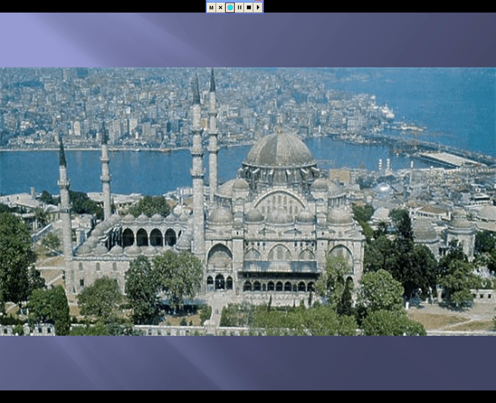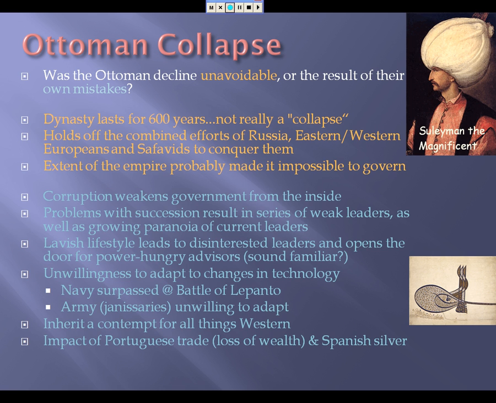All right. What happens to the Ottomans? Well, they decline, like everybody else. So as we look at why they decline, we're actually going to make it a little bit more subjective and ask the question, did they decline because it was their own fault? Or did they decline just because that's what happens? It's unavoidable. So, reasons why it might have been an unavoidable collapse, or not really worthy of being called collapse at all.